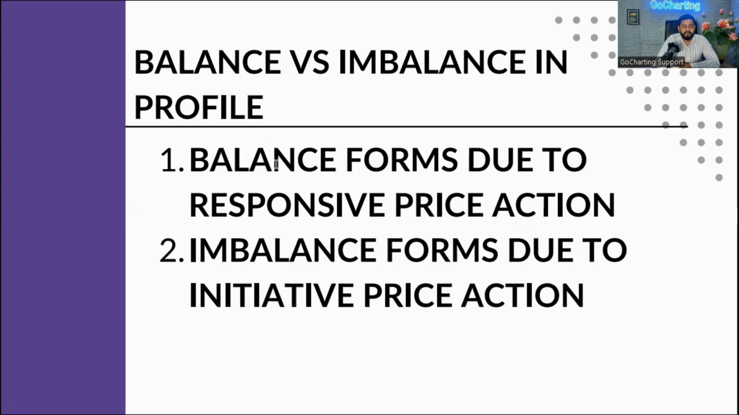Okay. So when the market is consolidating, we call it a balance. Okay. And when the market is trending, we call it imbalance. All right. Now, balance forms due to responsive price action and imbalance forms due to initiative price action.